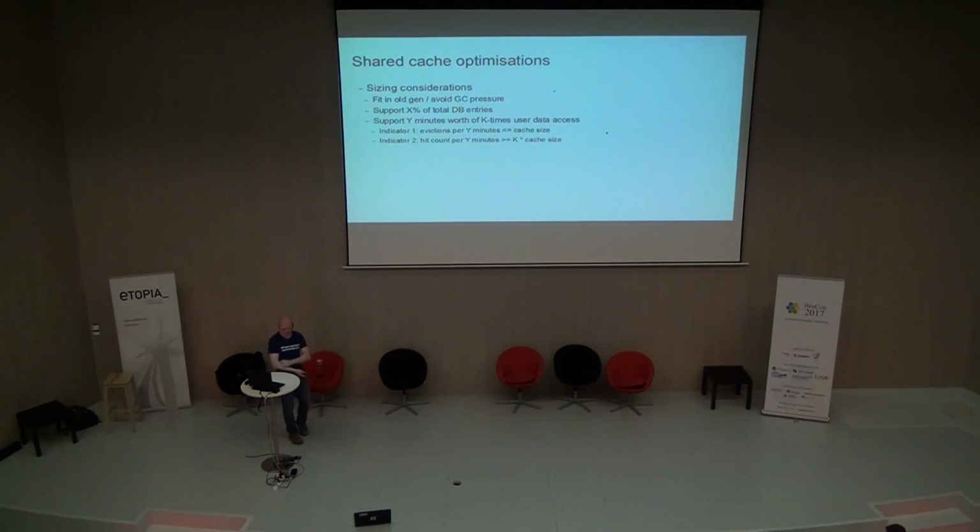Shared cache optimizations. What you always should strive for is to optimize the cache so that all of your cache data fits into the old generation of your JVM heap, and also leaves enough room so that the garbage collection doesn't have to run every single iteration. So basically it should fit, I would say, in about 60% of your old generation, so that you don't add pressure to your garbage collection. It also should support a certain amount of data entries that you think are necessary to be cached for your use cases to be efficient, for your user accesses to be performant.